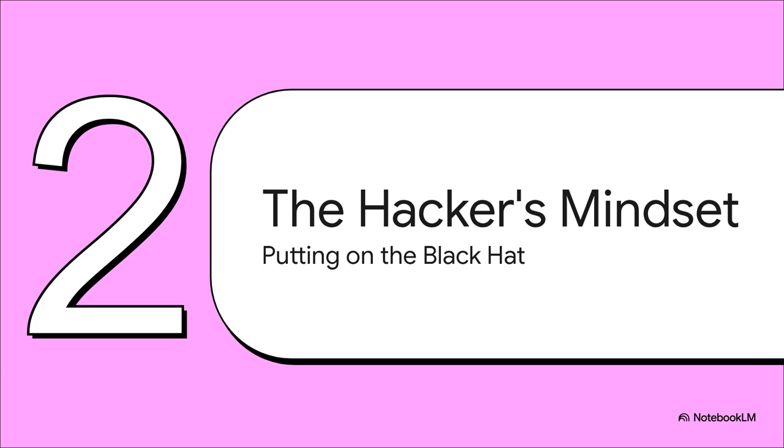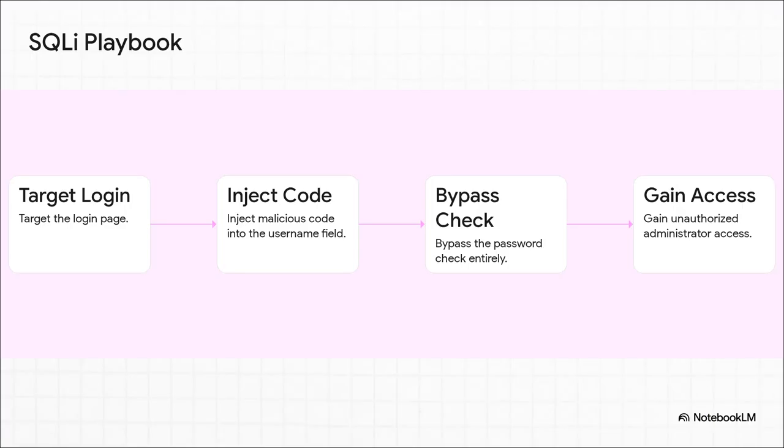Now let's see exactly how an attacker thinks and how they'd take on this mission to find the cracks in the app's armor. First stop, the front door, the login page. Now, an amateur might try guessing passwords. A pro tries to break the lock itself. And the playbook for that is surprisingly simple. You target the username field, you inject a tiny piece of malicious code, and you try to bypass the password check completely to walk right in.